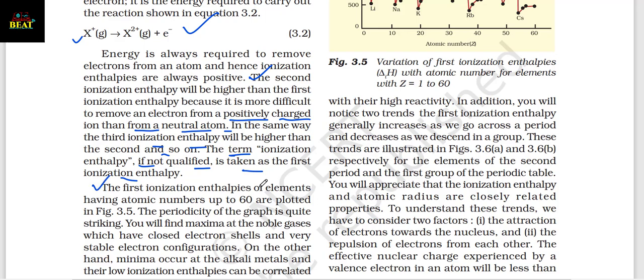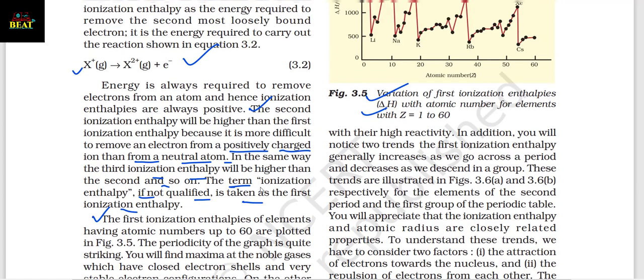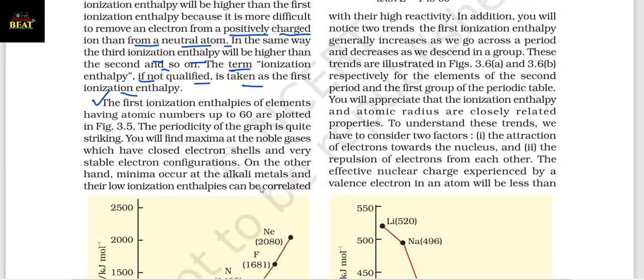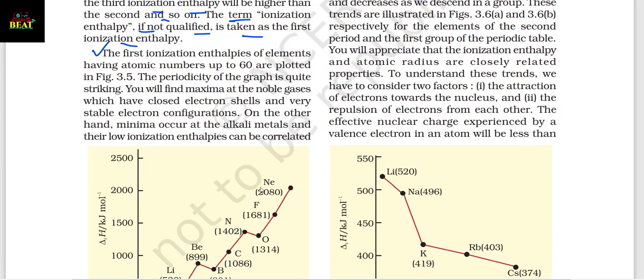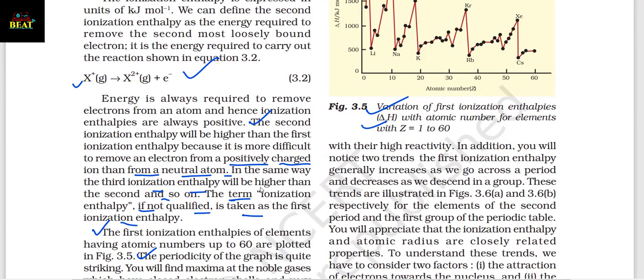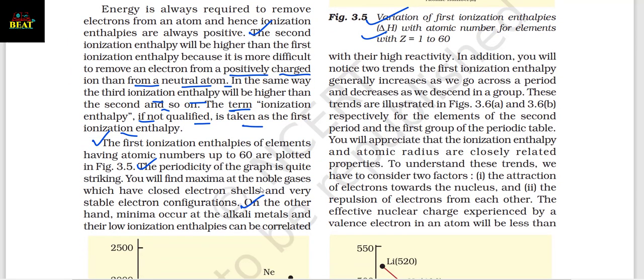The first ionization enthalpies of elements having atomic numbers up to 60 are plotted in figure 3.5. Here is the figure. The periodicity of the graph is quite striking. You will find maxima at the noble gases, which have closed electron shells and very stable electronic configurations. On the other hand, minima occur at the alkali metals, and their low ionization enthalpies can be correlated with their high reactivity.